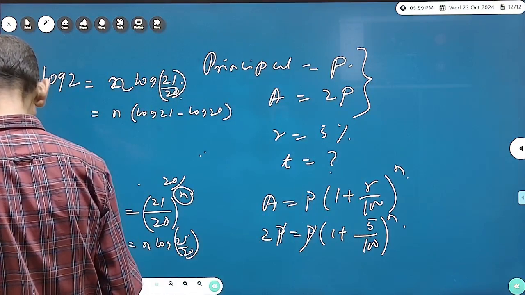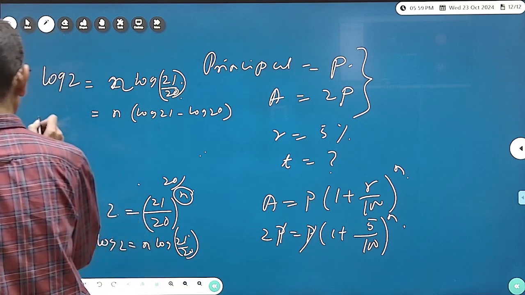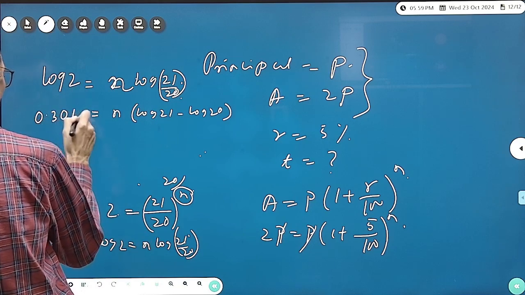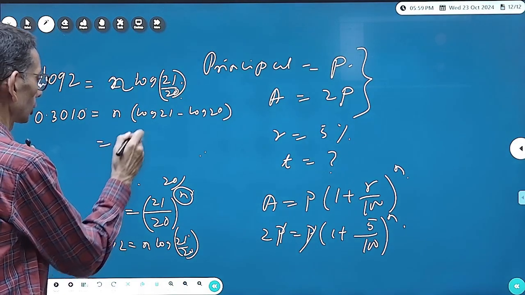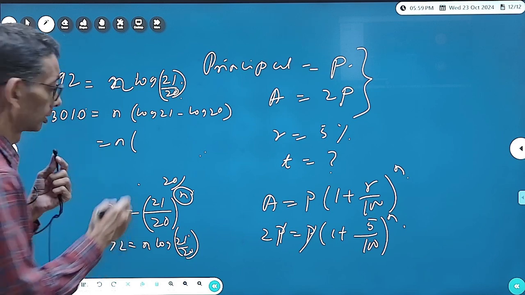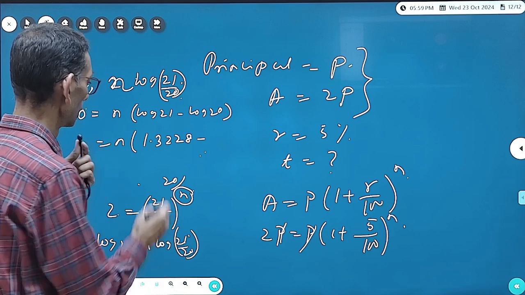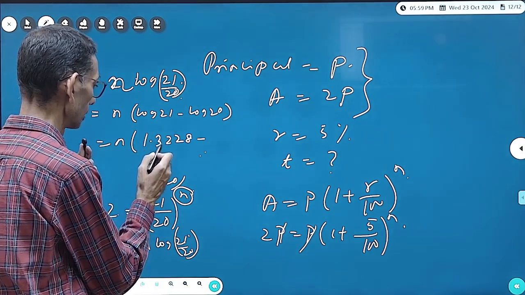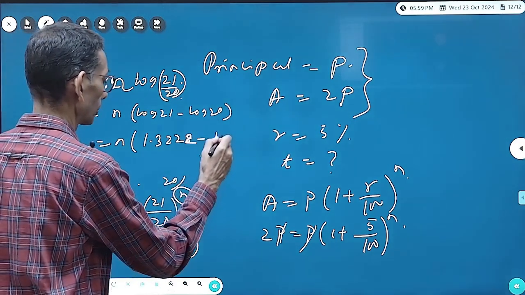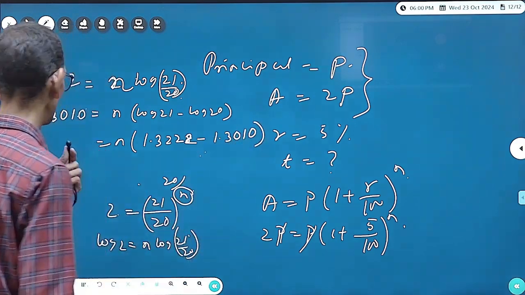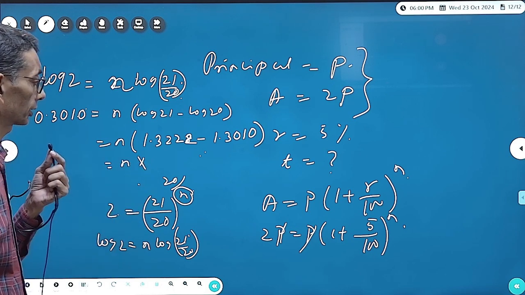Okay, log 2 is 0.3010. So n (log 21 which is 1.3222 minus log 20 which is 1.3010). Subtract one from the other.